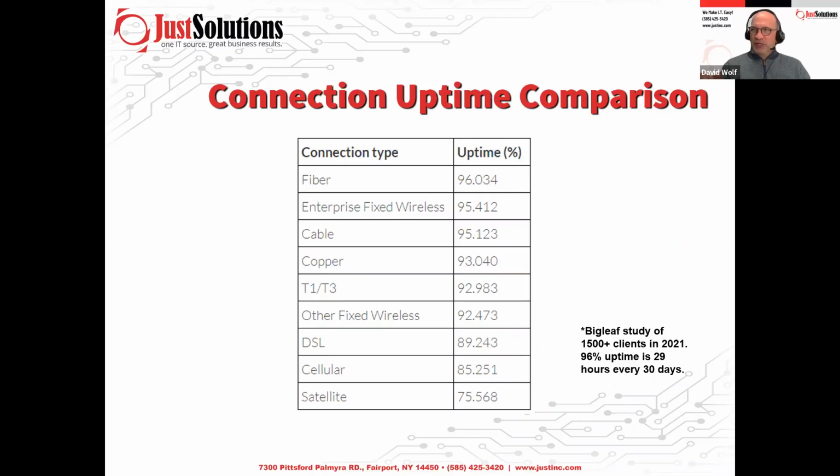So to give you an idea, fiber is at the top of the list, the most reliable connection. As you go down the line from wireless and cable and T1s and DSL and cellular, you see the reliability drops quite a bit. Well, just look at the combination. 96% uptime is the equivalent of 29 hours of downtime every 30 days.